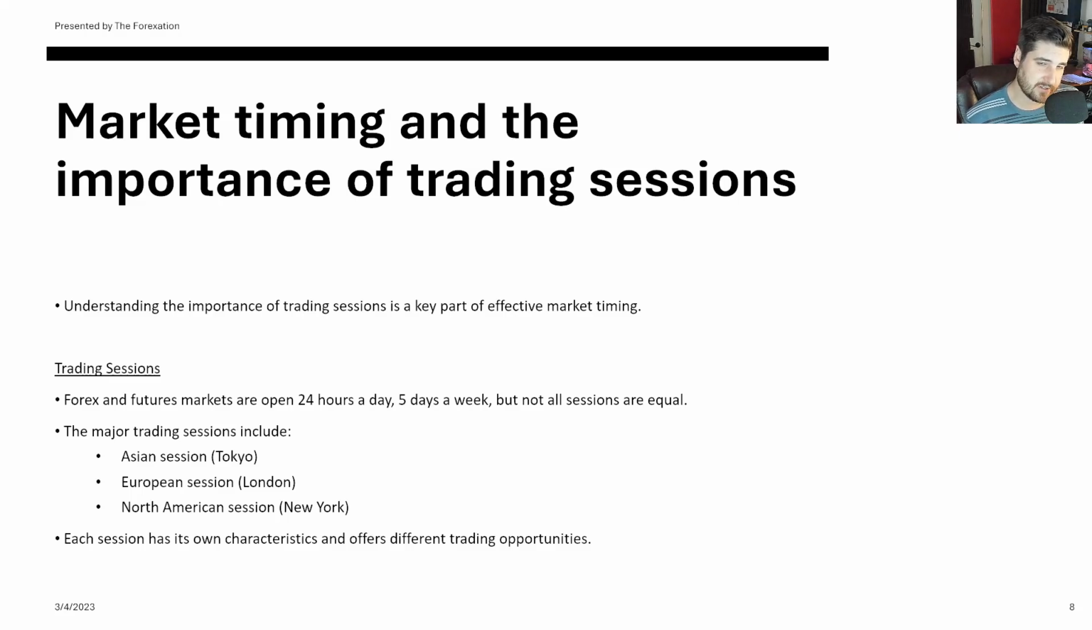They open earlier, but there's also the second most traded, or if you're outside of the US, possibly the most traded, which is the European session. That's the London session, and it is going to have a lot of volatility like the New York session.